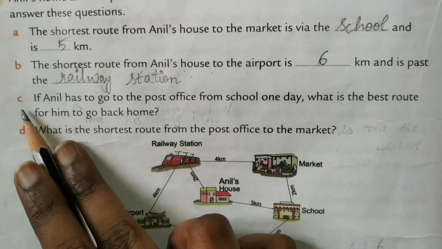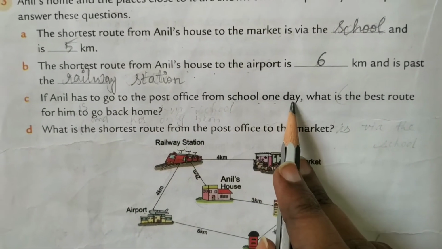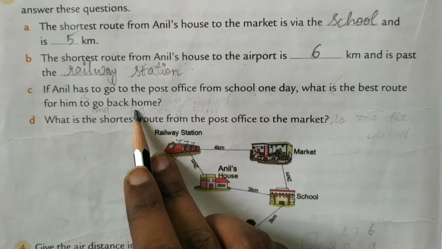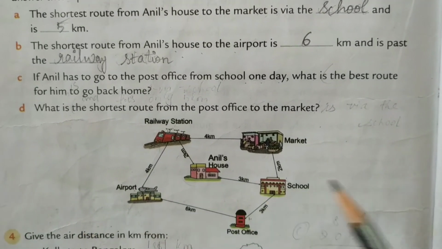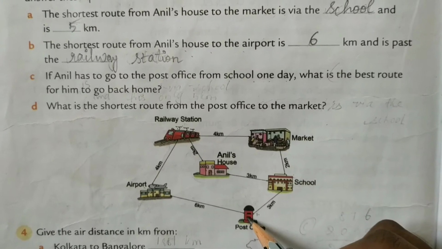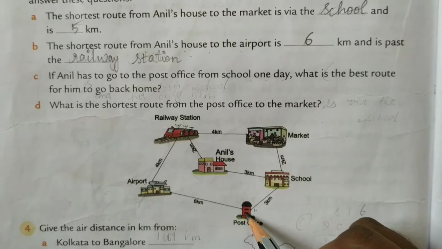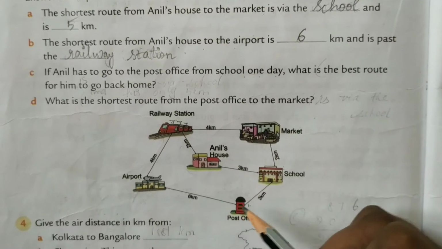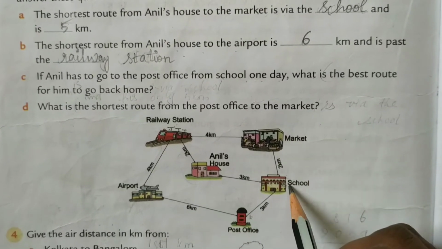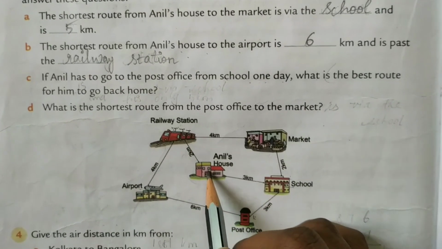Okay, so we have to write the way along with the number of kilometers. Next, coming to the C question, if Anil has to go to the post office from school one day, what is the best route for him to go back home? Okay, so one day he is going to the post office from school, and they are asking which is the best route for him to go back home. So we all know that if he is going from school to post office, again he has to go to school, then only he can go home, or else he has to go this much way and then only he can reach the home.